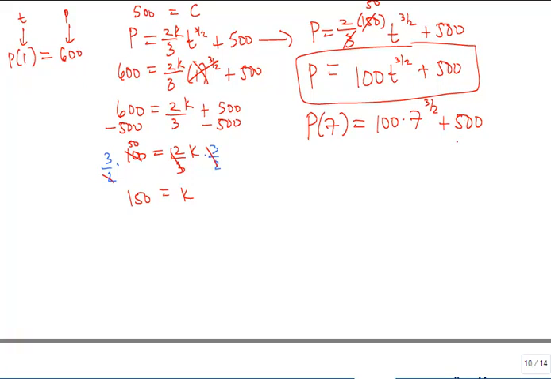And that's not going to be a nice answer, so just use your calculator. Since we're talking about a population, I'm just going to round this off to the nearest whole number, and this is about 2,352, and we're talking about our bacteria population. So that's how many we have in our population after 7 days.